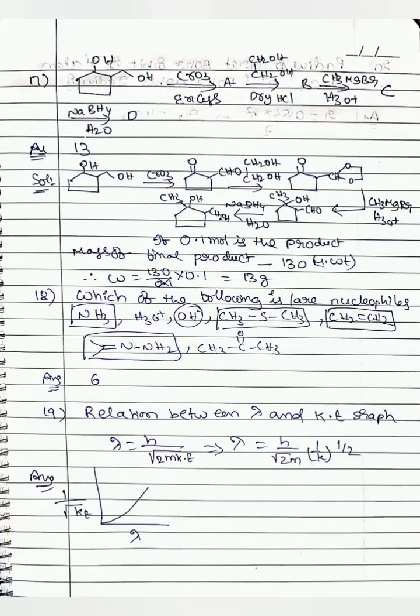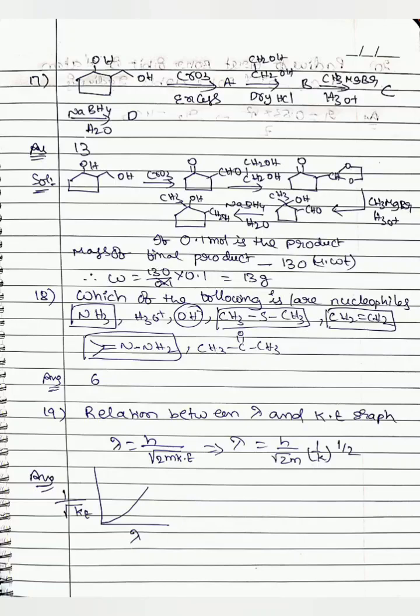Check the equation once. In this question actually they are asking for the mass of the 0.1 mole of the final product. So the final product will be having 130 as molecular weight, and hence the weight will be 13 grams. Next one, which of the following is a nucleophile they are asking for. Different nucleophiles they have given, you can check the nucleophiles here.